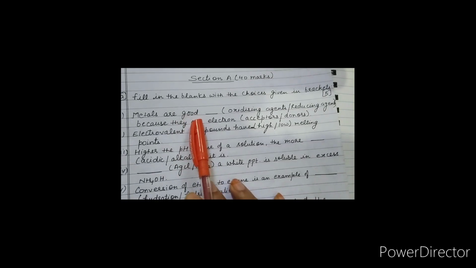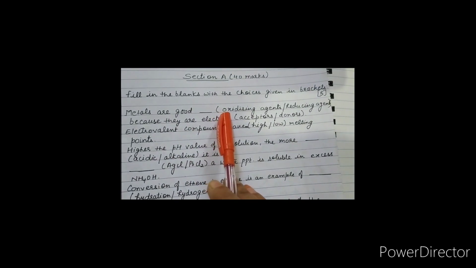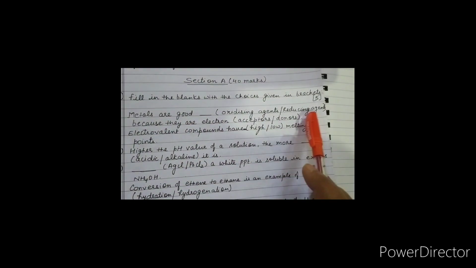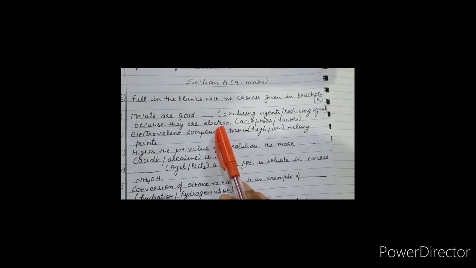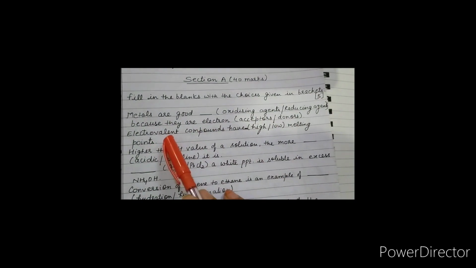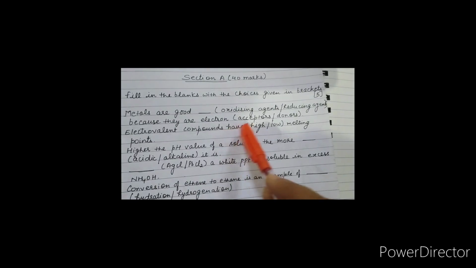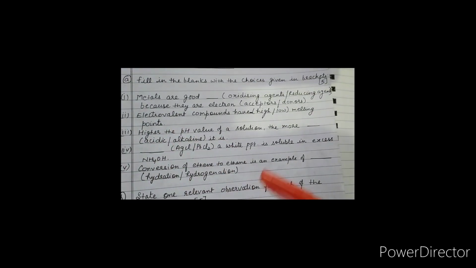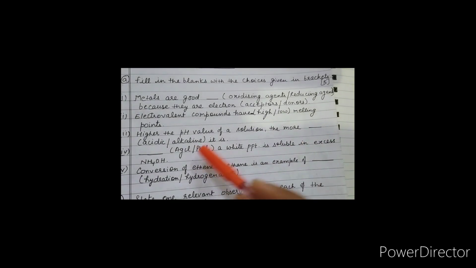Number first is metals are good. Metals are always good reducing agents. So metals are good reducing agents because they are electron donors. Electrovalent compounds have high melting and boiling points. Higher the pH value of the solution, the more alkaline it is.